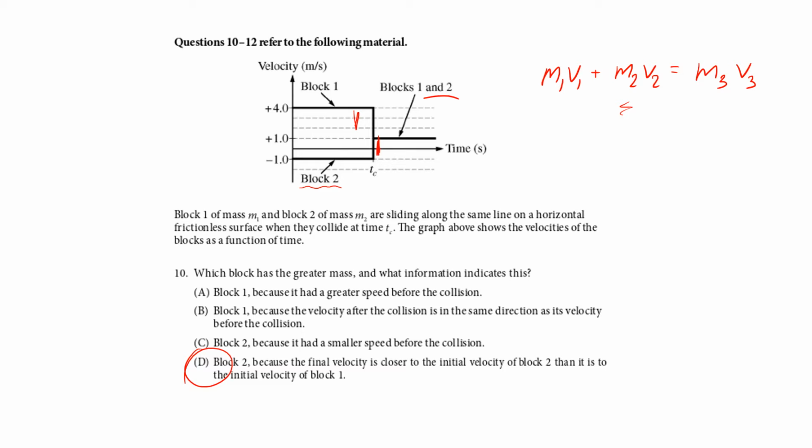It's the same situation if you have a bicycle that runs into a semi-truck in a head-on collision. The semi-truck is going to change its speed a lot less than the bicycle will. All right, and we know it's a head-on collision because one's negative, one's positive, and they run into each other. All right, let's see the next one.